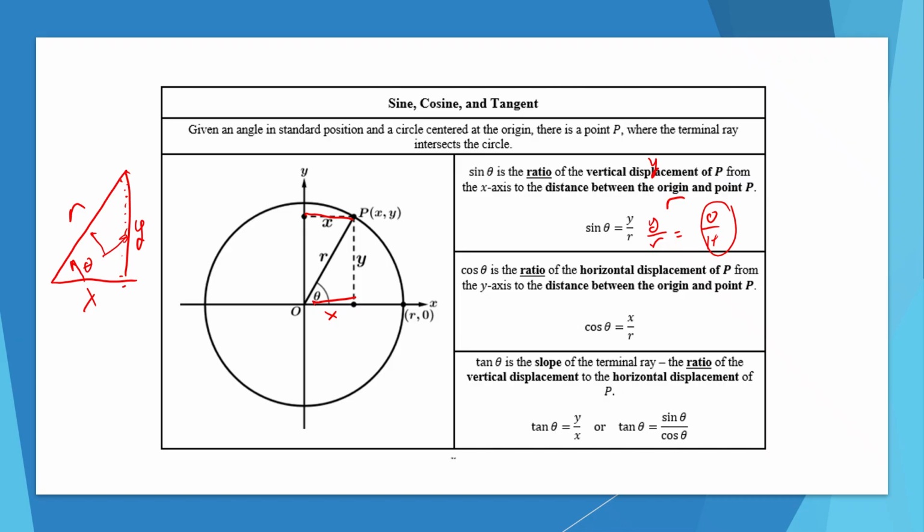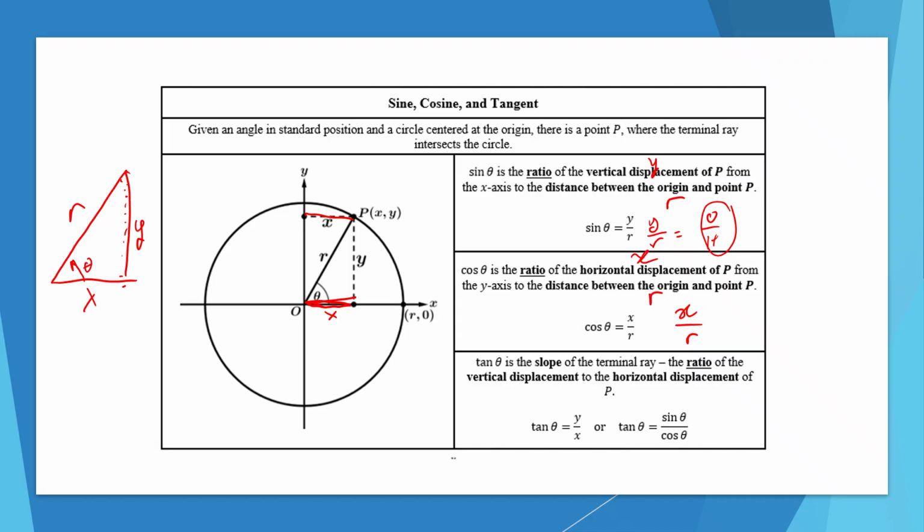Cosine, very similar. A lot of people want to just say cosine is adjacent over hypotenuse. That is correct. In this case, adjacent would be x over hypotenuse, which is r. But the formal definition is the ratio of x, which is the horizontal displacement of P from the y-axis, which is right here, and r, the distance between the origin and point P. So that's x over r.